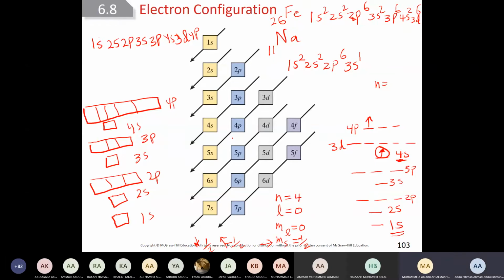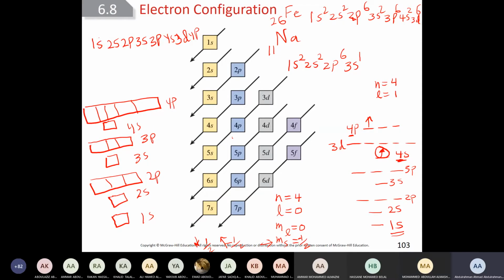It's not 4. Always the first number here is the value for n. Okay, what's the value for l? 1. Fantastic. Why 1? Since it's a p. It's a p, exactly.